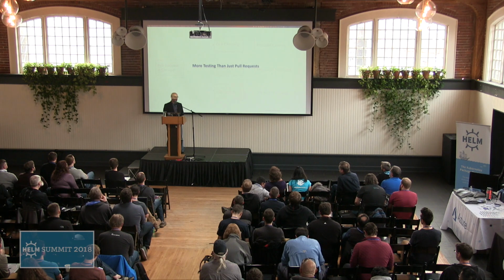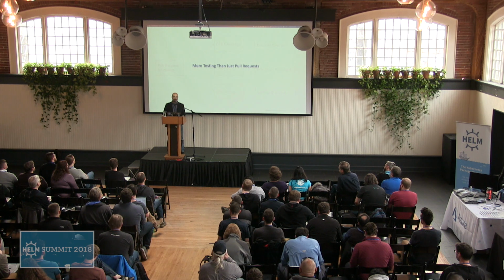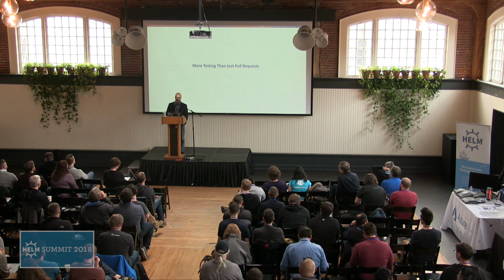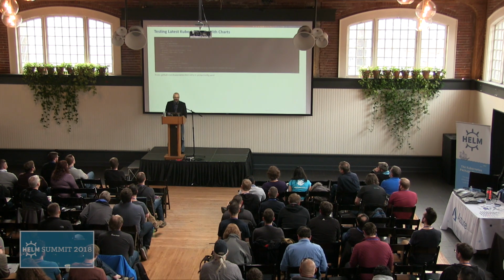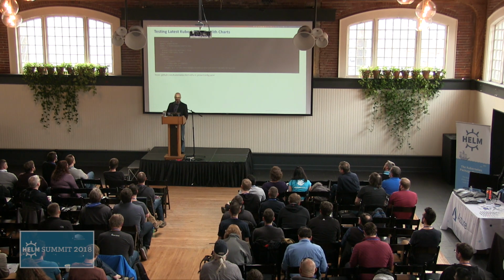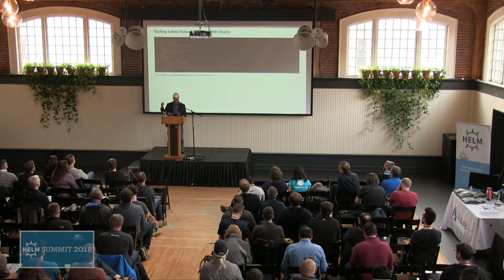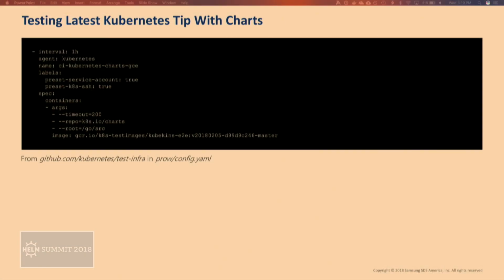But we do more testing than just pull requests, because there's a lot more going on than just pull requests. You think the day in and day out is pull requests, but this is part of the Kubernetes project, and what's going on with Kubernetes master? So one of the things that we do in addition is test the latest Kubernetes tip against some charts. If you go look in the test-infra repo, you'll see we have a job that executes every hour that will grab charts and run them against the tip of master on Kubernetes to say, is stuff still working? Did something break?